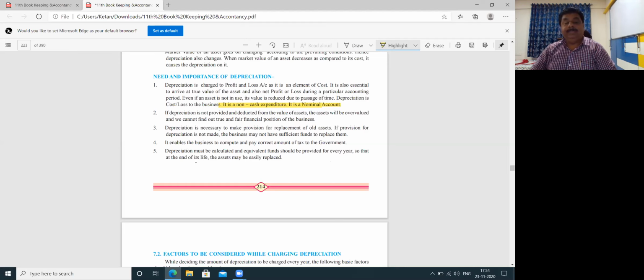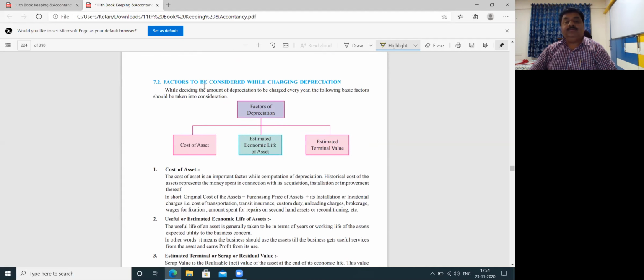Number 5, depreciation must be calculated and equivalent funds should be provided for every year so that at the end of its life the asset may be easily replaced. This point has come back, its meaning is the same: you must make the provision in such a way that at the end of the life of the old asset you can buy the new one.